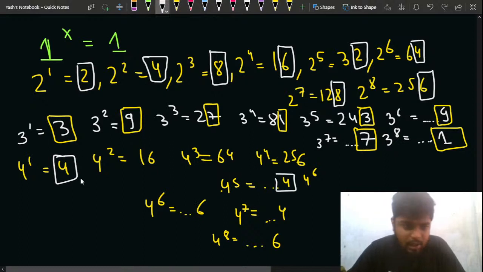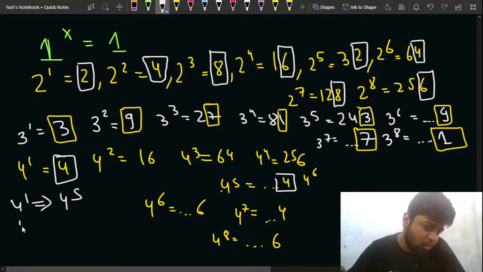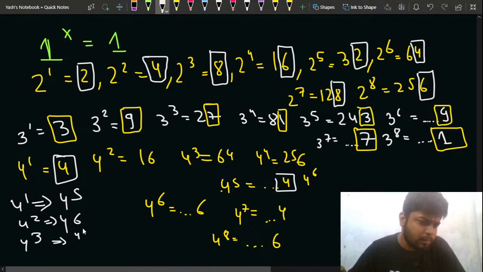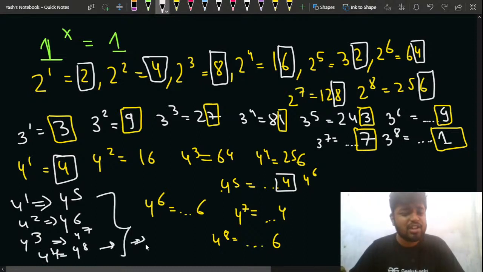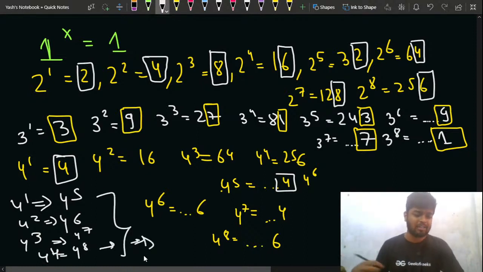It is repeating, because 4 to the power 1 has the last digit same as 4 to the power 5, 4 to the power 2 is the same as 4 to the power 6, talking about the last digit. 4 to the power 3 is similar to 4 to the power 7. 4 to the power 4 is the same as 4 to the power 8, right? So here also there is repetition after 4. After exponent 4, I am repeating everything, right?